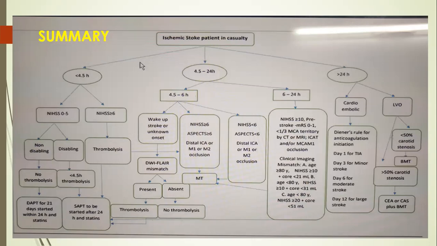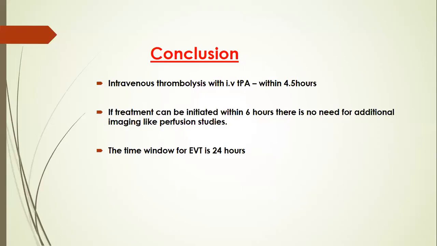Conclusion: intravenous thrombolysis with IV tPA should be done within 4.5 hours. If treatment can be initiated within 6 hours, there is no need of doing additional imaging like perfusion studies, because penumbra will be more compared to ischemic core within 6 hours of the stroke. So you directly ship the patient for thrombectomy. And the time window for endovascular therapy is 24 hours.